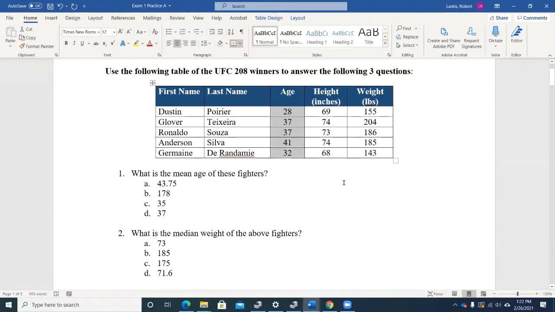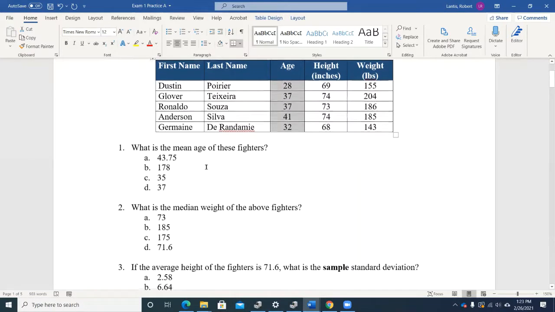So 32 plus 41 plus 37 plus 37 plus 28 over 5. Yeah, it ends up being 35. And with a data set this small, it comes a little bit easier. You can kind of eyeball where the middle of that data is going to be.